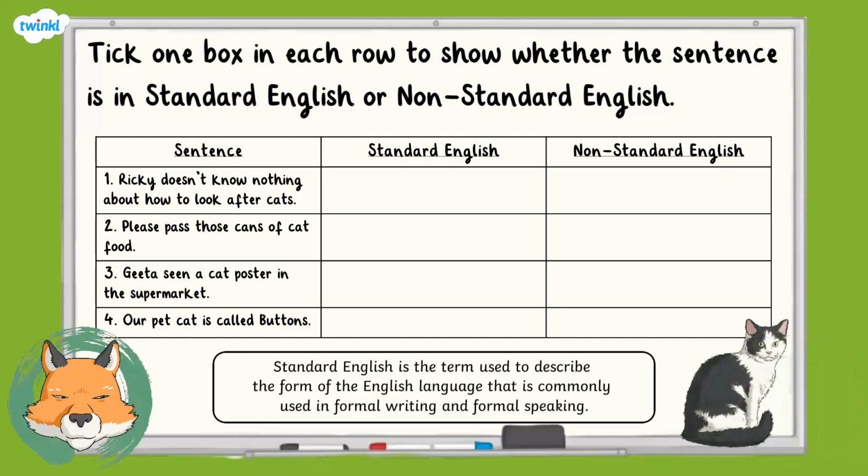Do you have your answers? Great. The first sentence is in non-Standard English because the word "nothing" has been used instead of "anything". The second sentence is in Standard English. In the third sentence, non-Standard English has been used because the past participle "seen" has been used instead of the simple past tense "saw". Finally, the last sentence is in Standard English.